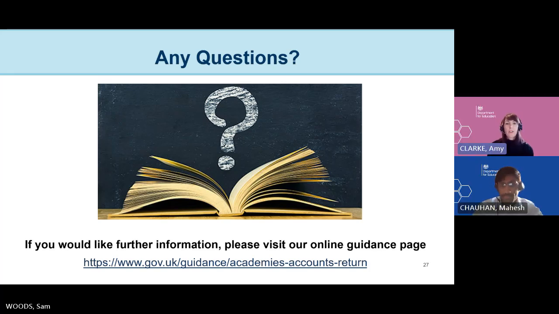Thanks, Mahesh. Right, the first question: my return is greyed out, or I'm unable to access a particular section. Yep. So the first thing to check is that when you go onto the accounts return form, you must complete the first 4 sections of the overview table. Once you've completed those 4 sections, the rest of the form will be unlocked and you'll be able to complete the relevant sections of the form.